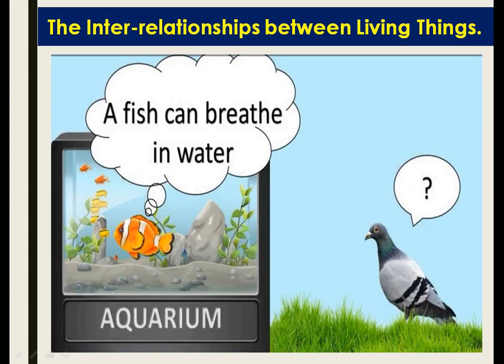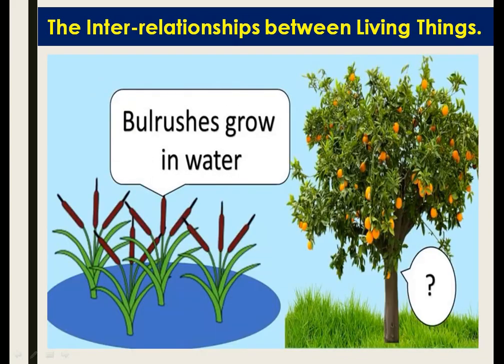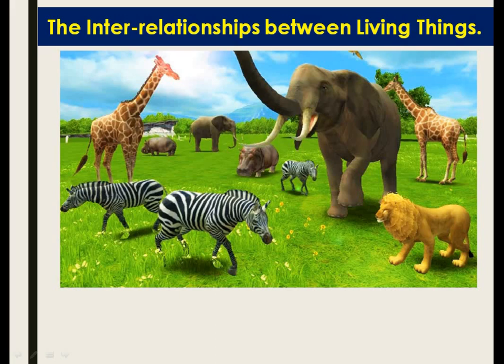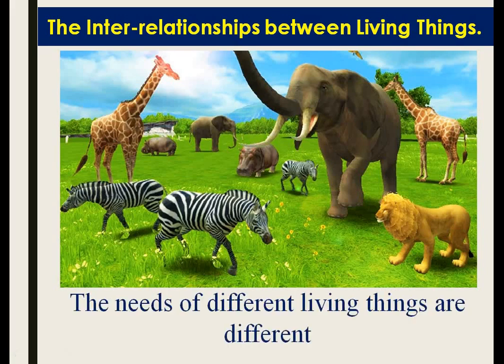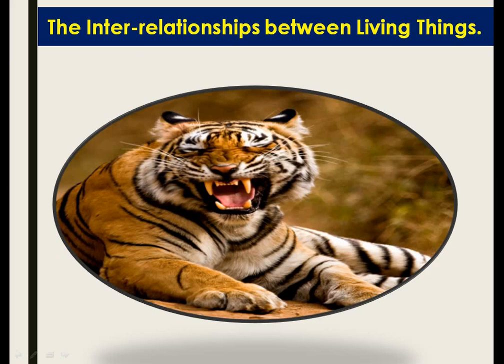Children, can we breathe in water? Yes, you are right. We cannot breathe in water. Bulrushes grow in water. But a lemon tree? Not at all. So, it is clear that the needs of different living things are different. Now, let's see how animals fulfill their needs. We will take the example of a tiger.